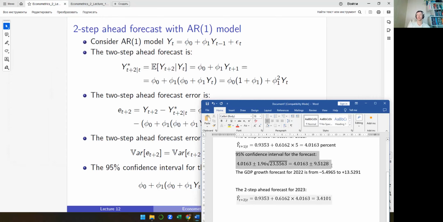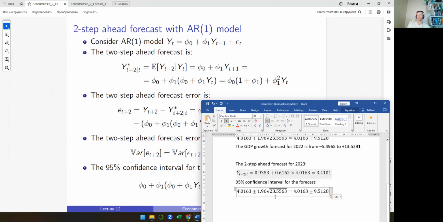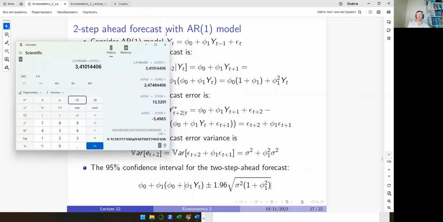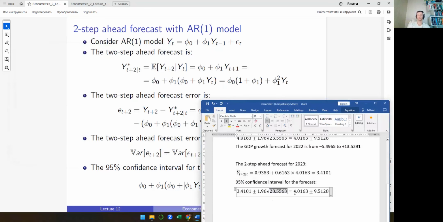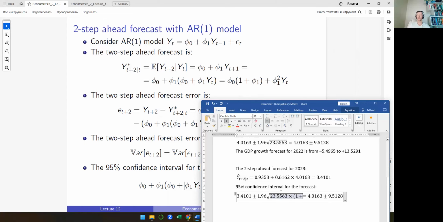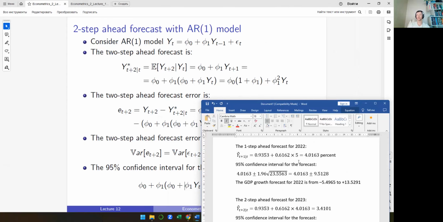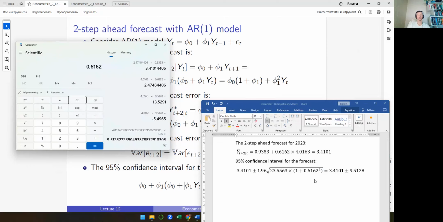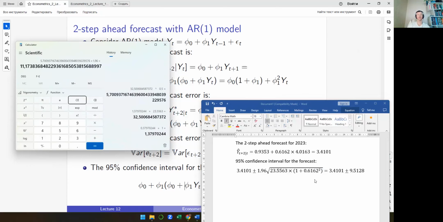And the 95% confidence interval for this forecast, let's compute it as well. So this is 3.4101 plus minus, and now we are not only taking sigma squared, but sigma squared must be multiplied by 1 plus phi 1 squared. Phi 1 is 0.6162. So we have 3.4101 here, 0.6162 squared plus 1 times 2.35563, square root, times 1.96. So this is 11.1738.